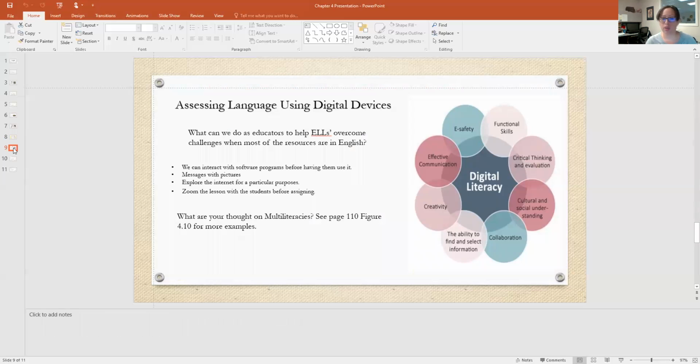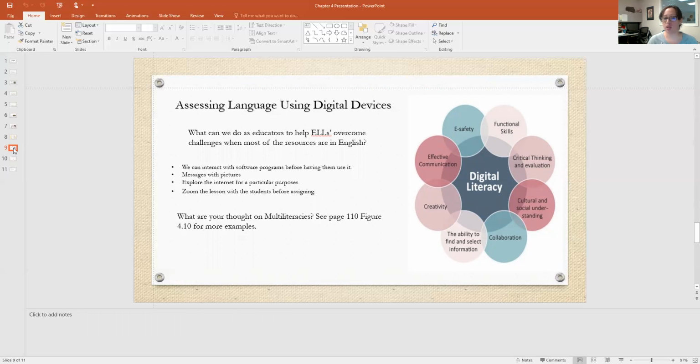So using language in the digital world, which is what we're currently doing, correct? So I just like this module that talks about the functions, the critical thinking, how we need to collaborate, effective communication, and how we need to just be creative.